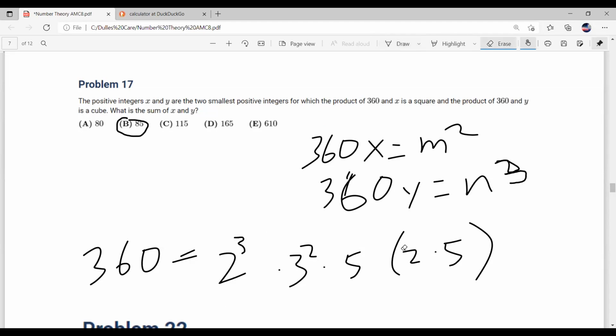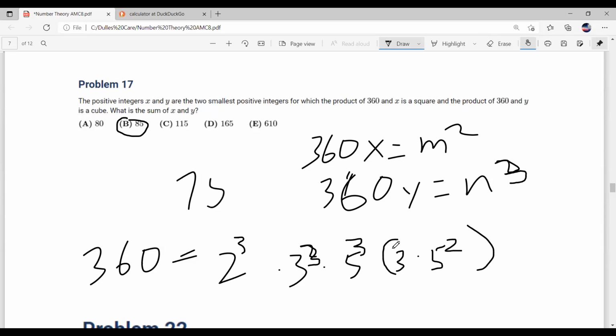All right, so now let's consider where we have n cubed, or 360y. So what is y in this case? Well, if we multiply 360 by 3 and we multiply it by 5 squared, then we'll get 3 cubed times 5 cubed, which would be some number cubed, right? We don't really care what n and m are, but we do care what y is. y is equal to 75, x is equal to 10. So let's sum them up to get 85. So it turns out our answer is B.